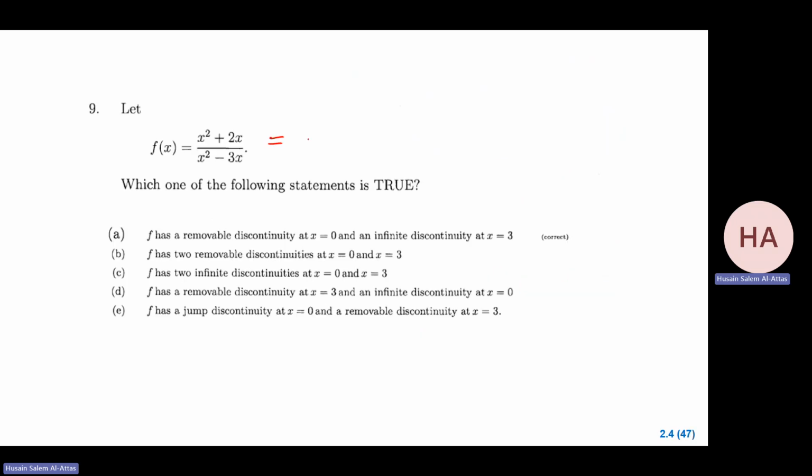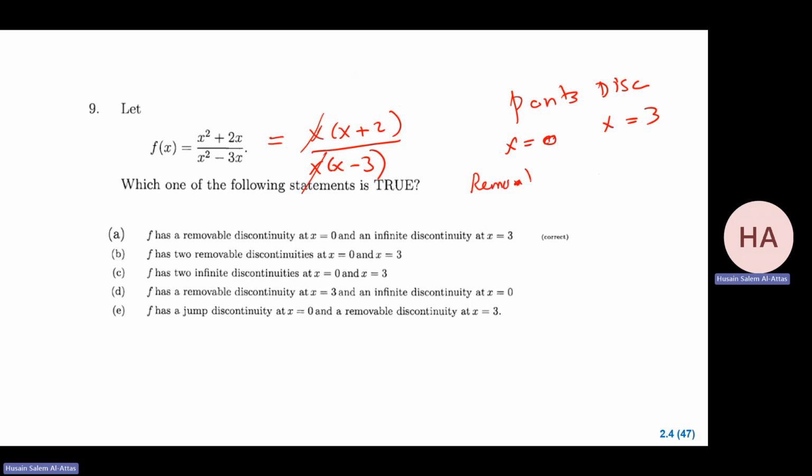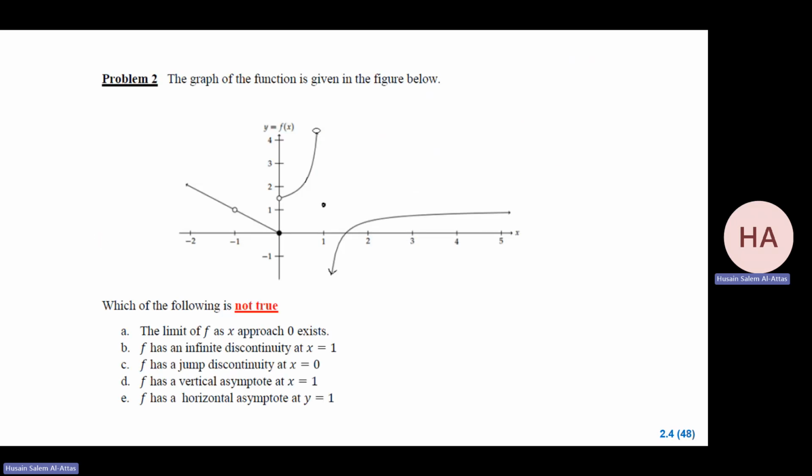The same idea. x plus 2, x minus 3. What are the points of discontinuity? x equals 0, x equals 3. x goes with x, so the limit exists and it will be just a value. You have removable at x equals 0 and not removable at x equals 3. Actually, infinite is at x equals 3 and removable at x equals 0. I don't need the word infinite for this course.